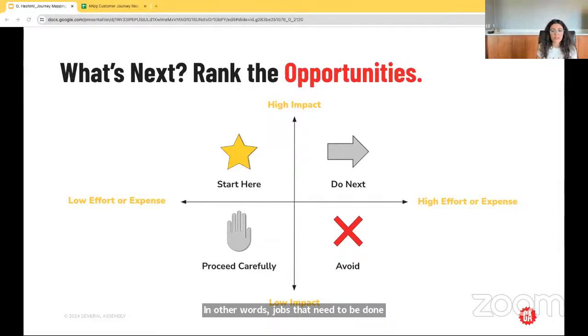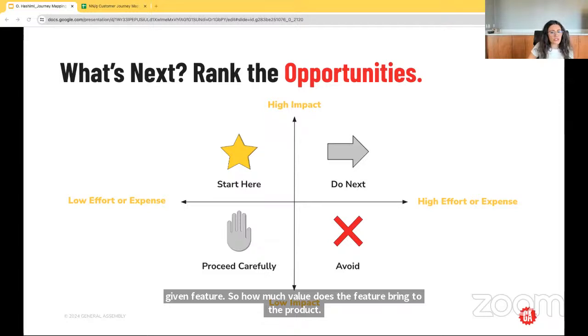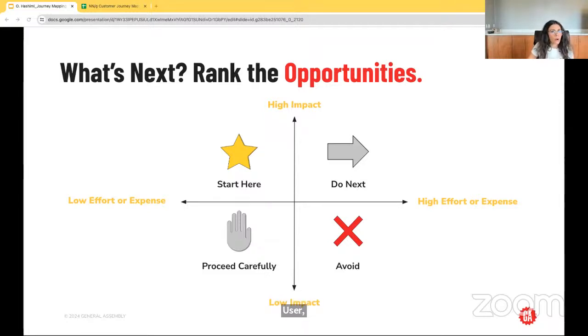The prioritization matrix is a fancy way of saying a 2x2 matrix, which is what you see here on the screen. And this really allows product managers and design teams to come together and outline the expected impact that's associated with a given feature. So how much value does the feature bring to the product or user? And then how much time, resources, or complexity is involved in implementing a feature.